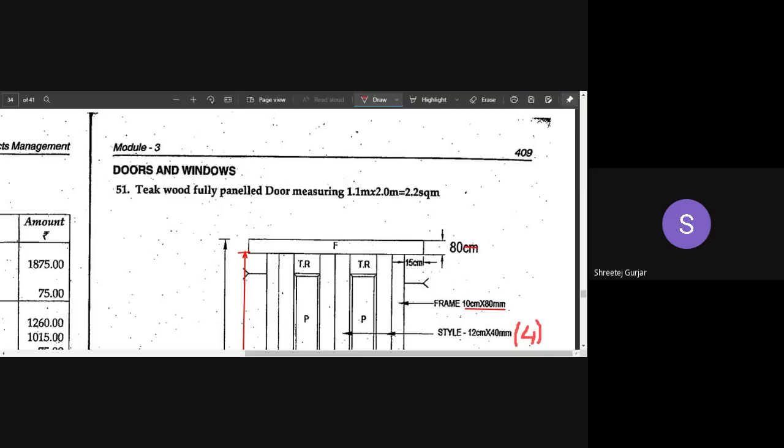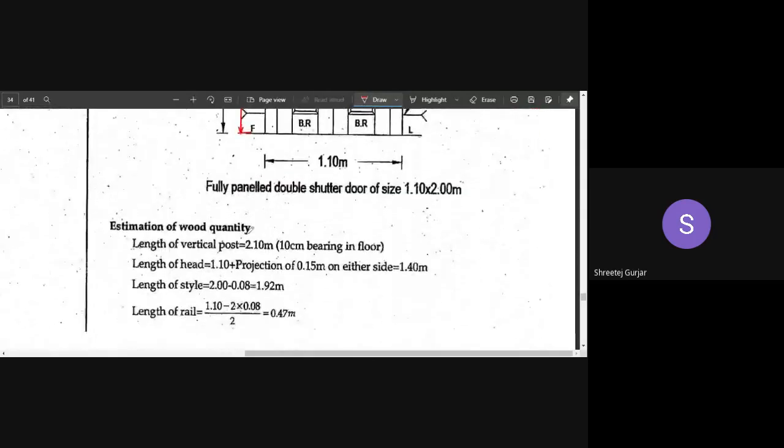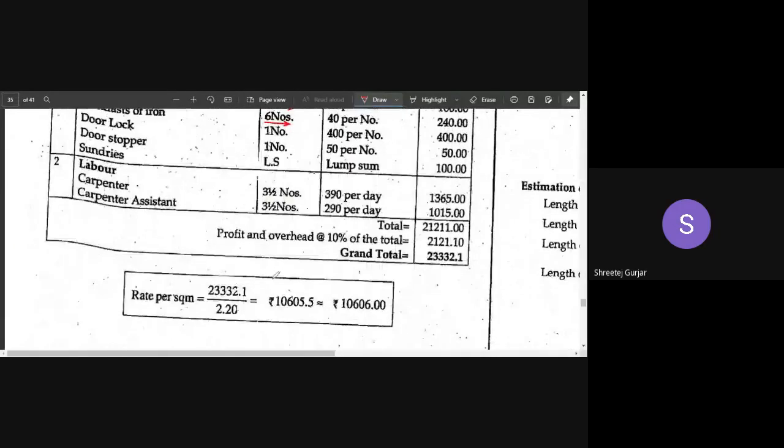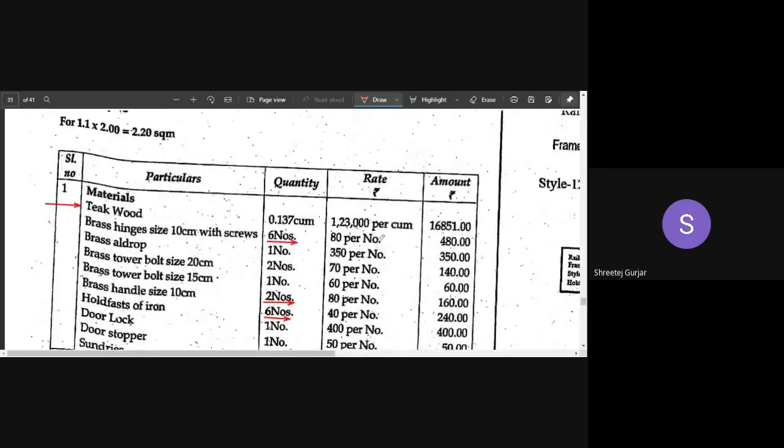woodwork required for doors and windows, and then learn how to do a rate analysis per door. You can see here this analysis is done. All the calculation is done, and the final answer you can see is done. Rate analysis here it is done. You can see per square meter for one door.